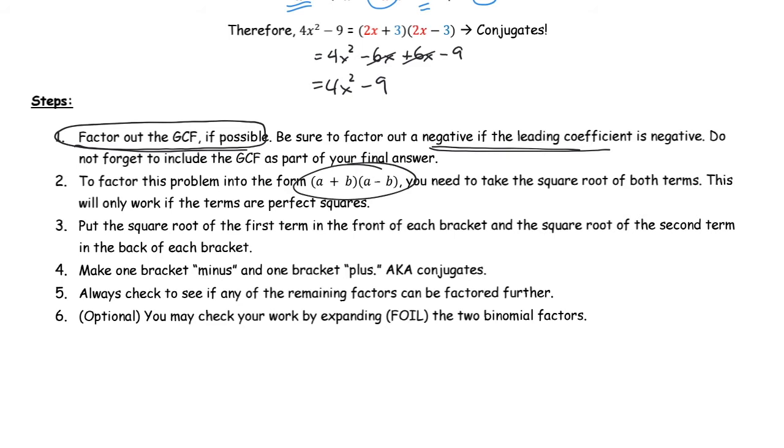Okay? And so that's what each one of these things is talking about here. Make one bracket the subtraction, one bracket the addition. So they're conjugates. And then always check to see if there are any remaining factors that can be further factored out, because you might not have caught all of the common factors. You can always check by expanding your work.